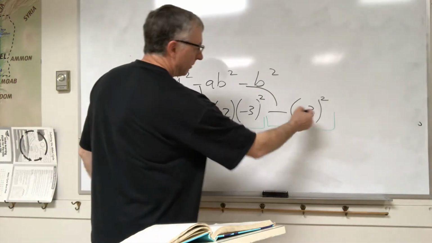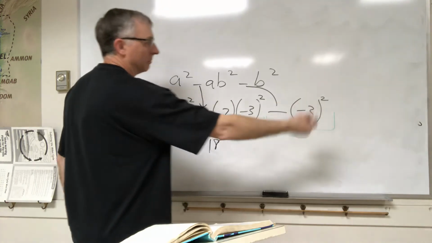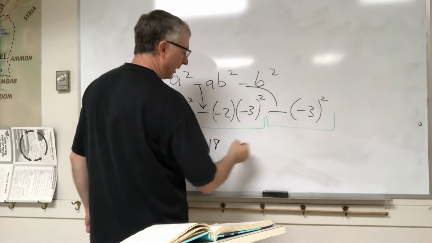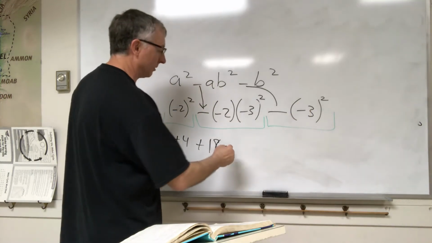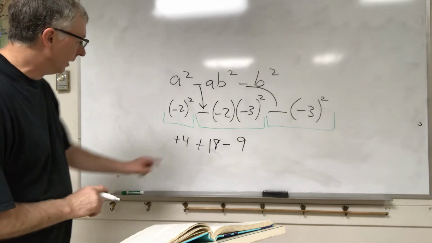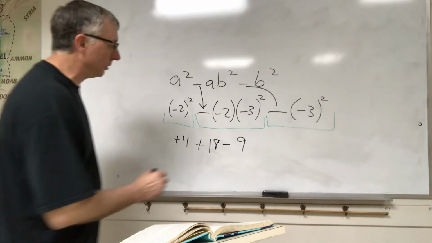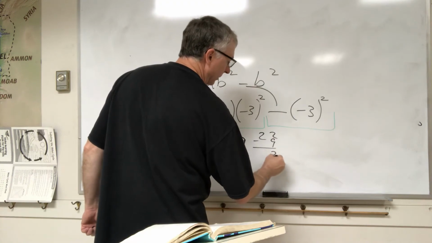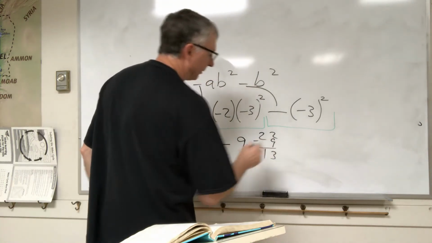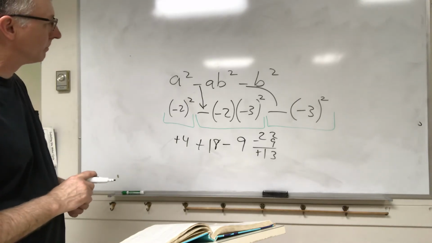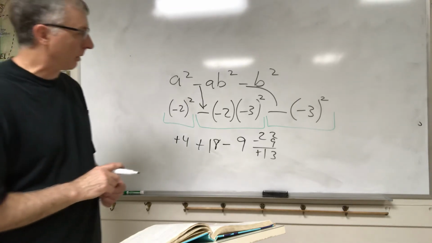And then here, I would have a negative 3 times a negative 3 is a positive 9, and then have a negative sign, so that's a total of 3 negative signs, and so that would be negative. And so 4 plus 18 is 22. 22 minus 9, 12 minus 9 is 3, and so I have a positive 13 for my answer there. Okay?